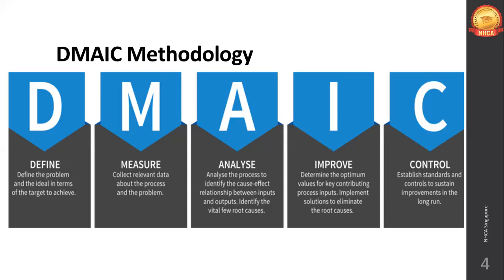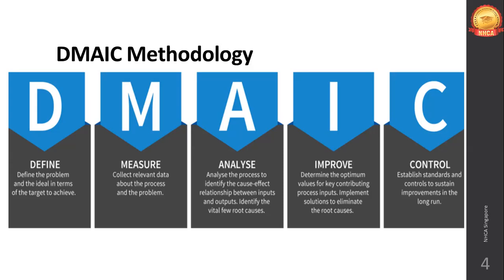In the improve phase, you determine the optimum value for key contributing process inputs and implement solutions to eliminate the root causes. So first you have identified the root causes, and you have solutions at your disposal to take away these root causes. Now, in the implementation or improvement part, you will actively put into action the solutions you have in your hand, on your paper. Whatever solutions are there on paper will be put into action in the improve phase.